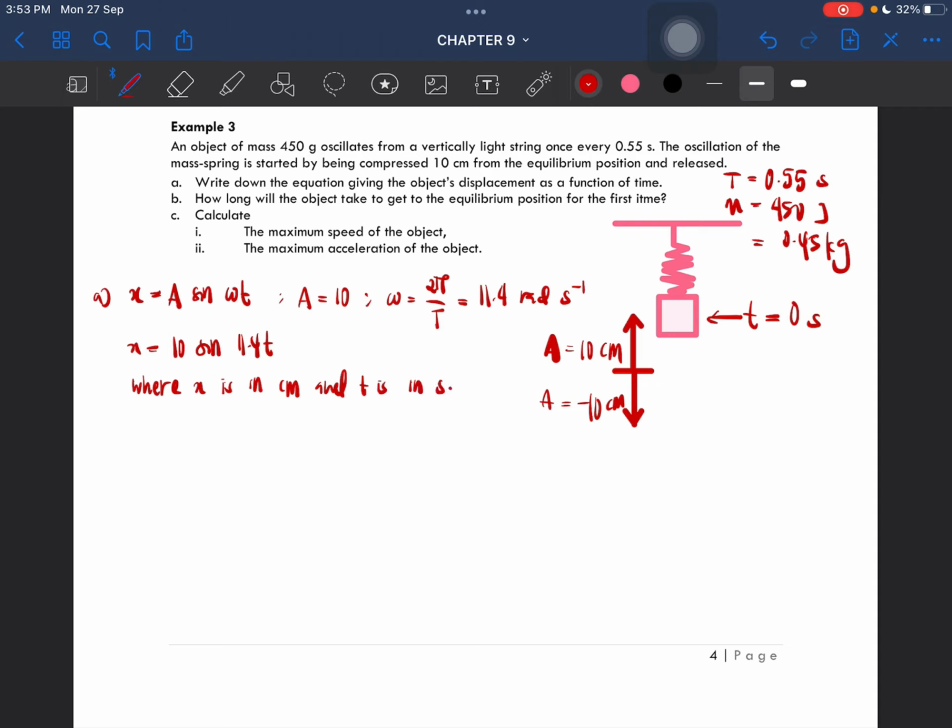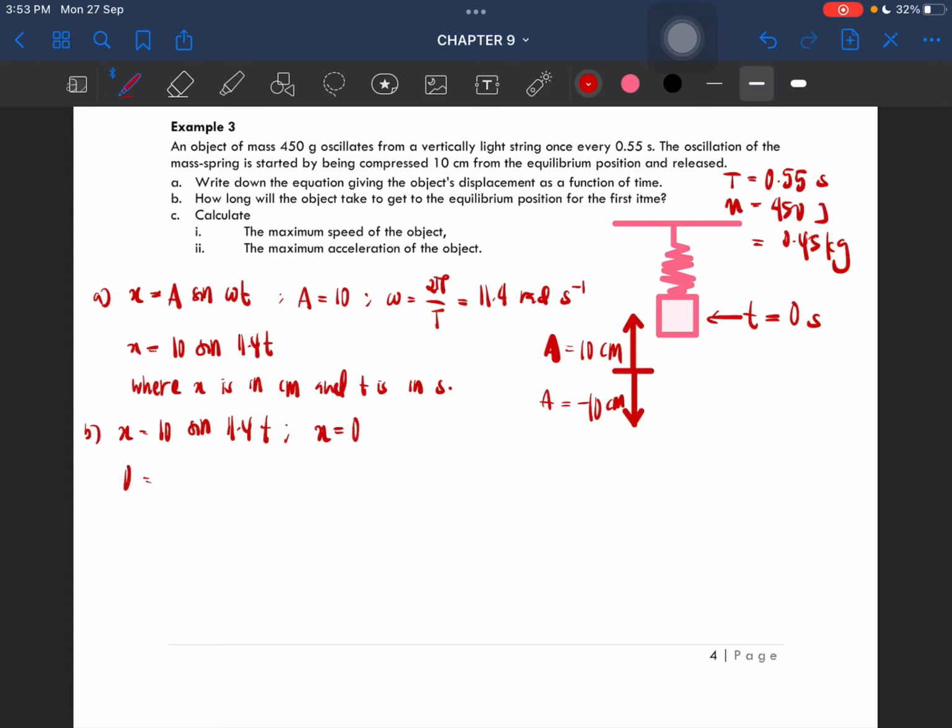Next, how long will the object take to get to the equilibrium position for the first time? We can use this equation that we've determined just now, by equating the value of x to be equal to 0, because we said to get back to the equilibrium position, x equals 0.